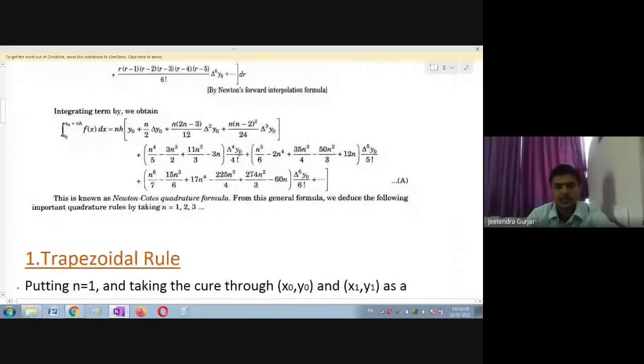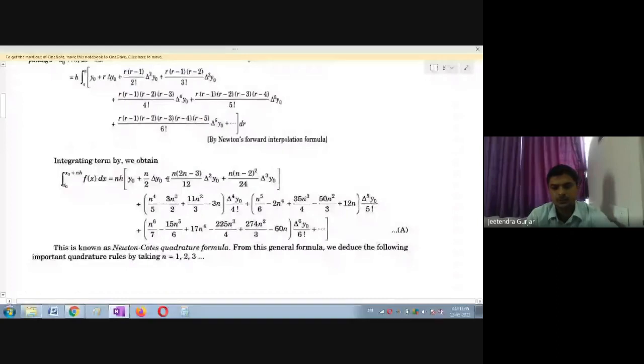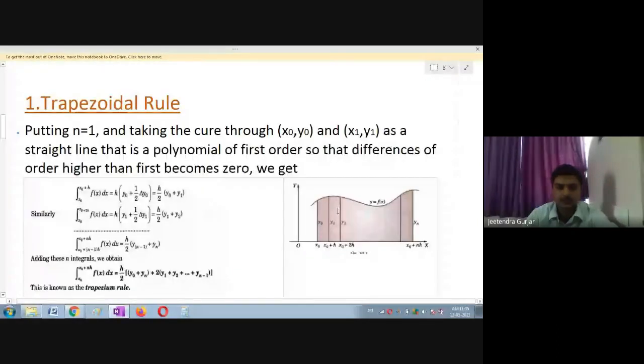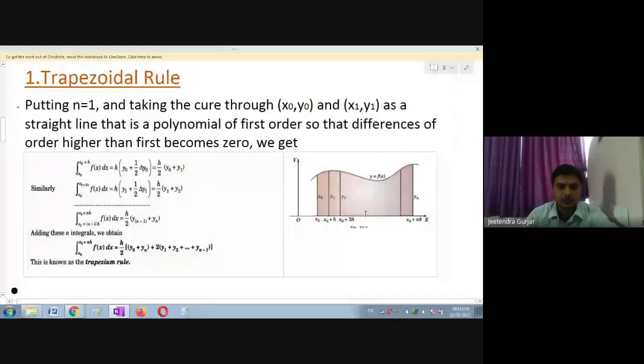Then I will go to the next strip and take the first difference. I will go to the next strip and take the first difference. Like this, all these strips one by one I will take, and ultimately I will add. That will give you the integral from x naught to x naught plus nh of f of x dx is equal to h upon 2 times y naught plus yn plus 2 times y1 plus y2 plus dot dot dot yn minus 1, which is known as the trapezium rule.